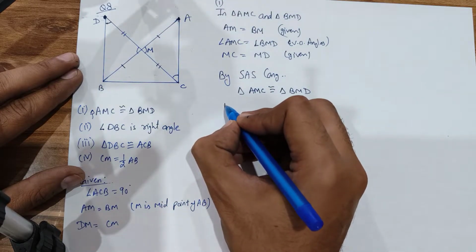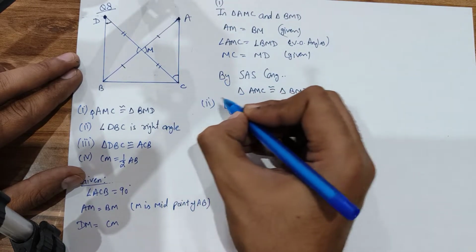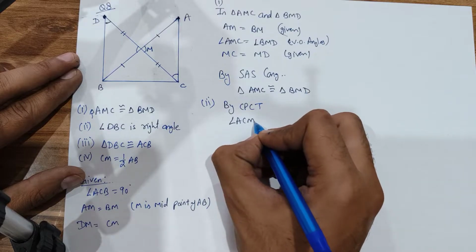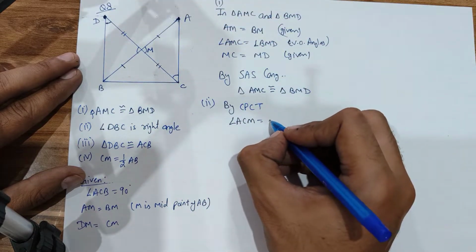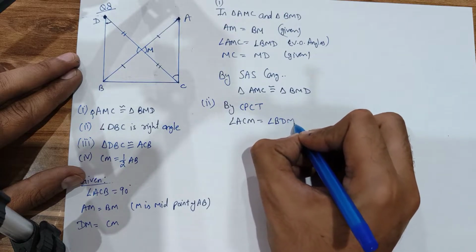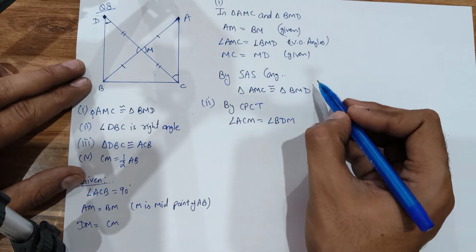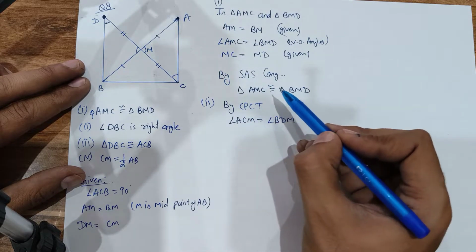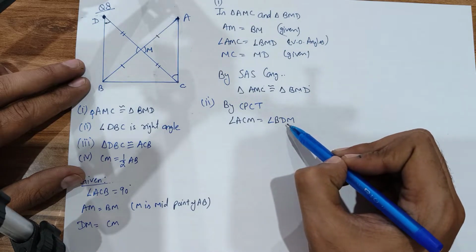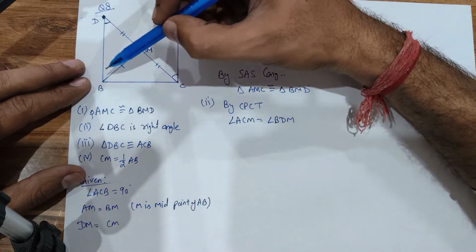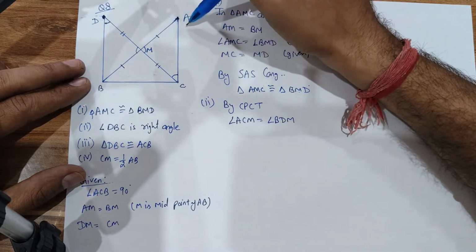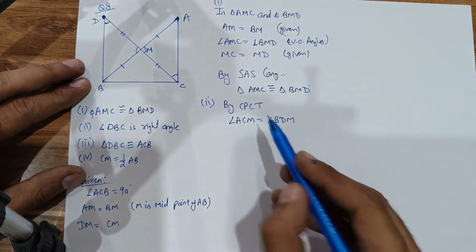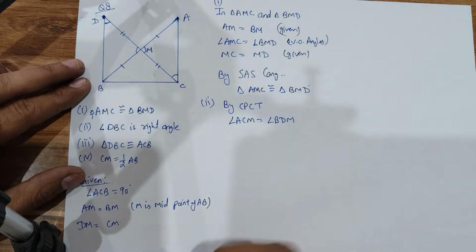So by CPCT, we can conclude that angle ACM is equal to angle BDM. This we can say because triangles AMC and BMD are congruent and their corresponding angles are also equal. Here I am taking angle ACM. So this angle ACM is equal to angle BDM. This is what I am writing here. Now if you observe this diagram, this is making alternate interior angles. This angle at D and this part of angle C are making alternate interior angles. So we can say that angle ACM and angle BDM are alternate interior angles.